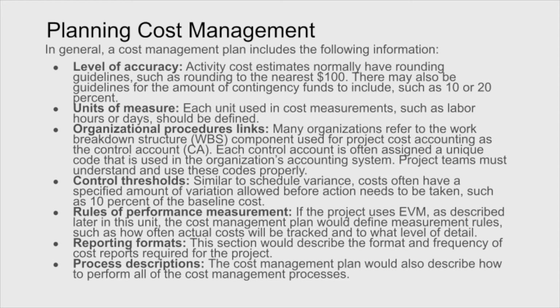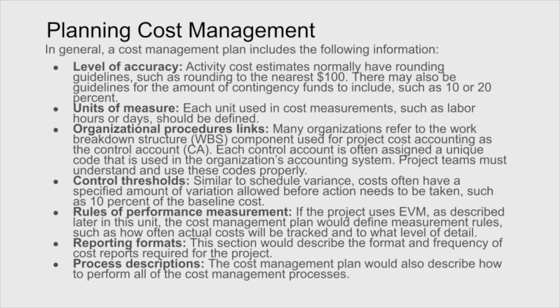What about the organizational procedures? Many organizations refer to the work breakdown structure component used in project cost accounting as a control account. Each control account is often assigned a unique code, so we can allocate costs to it. Some project teams really must understand the codes in order to be able to allocate those costs. We also have control thresholds, which is similar to variance in schedules, and really what we're trying to do is check the variance on the cost. So if it's allocated $10,000, how much cost is actually spent?